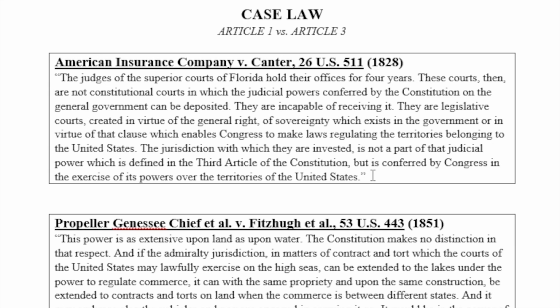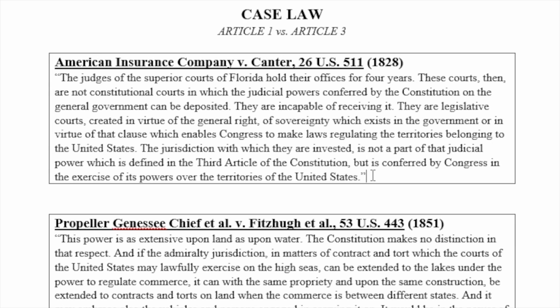So the first case is American Insurance Company versus Cantor. This is 26 U.S. 511. This took place in the year 1828. They go on to say the judges of the Superior Courts of Florida hold their offices for 4 years. These courts then are not constitutional courts in which the judicial powers conferred by the Constitution on the general government can be deposited. They are incapable of receiving it.